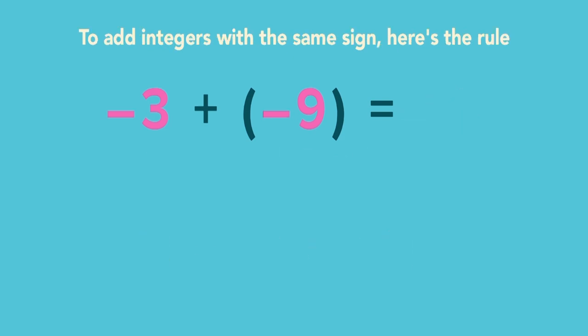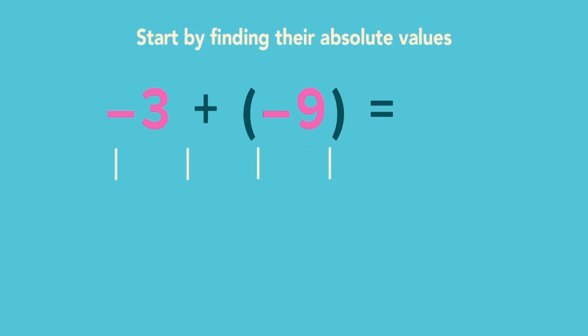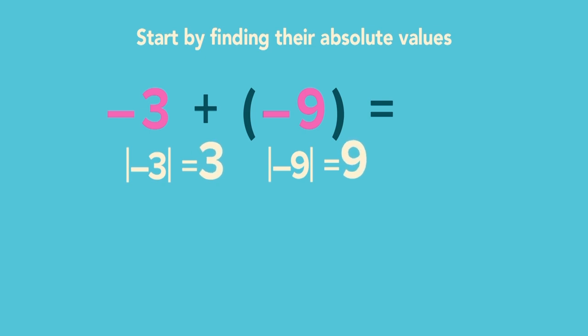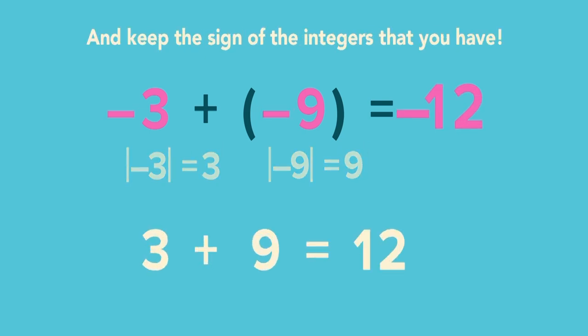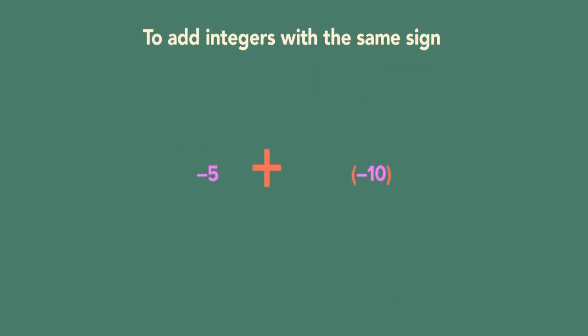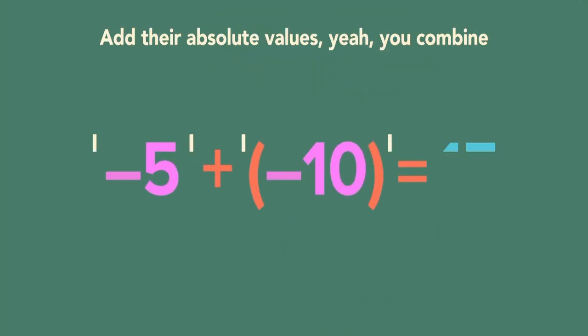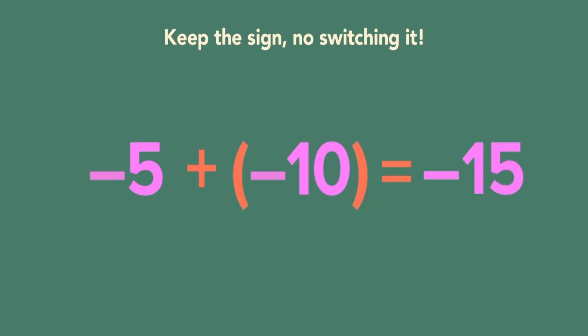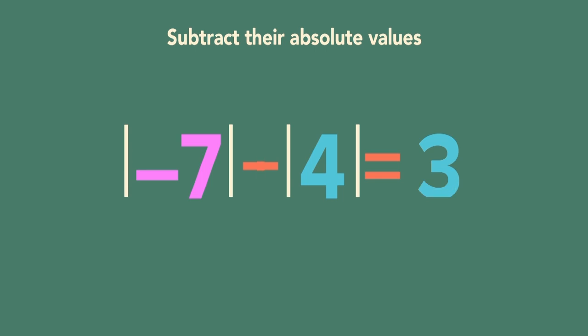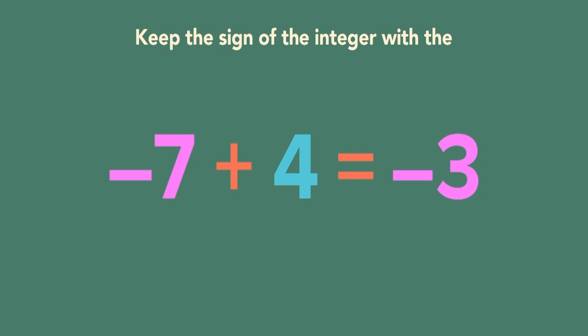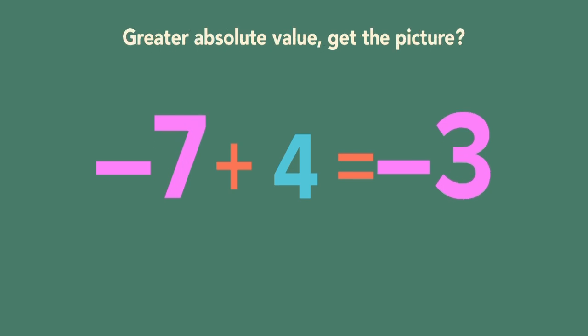To add integers with the same sign, here's the rule. Start by finding their absolute values. And then it's time to add and keep the sign of the integers that you have. To add integers with the same sign, add their absolute values. You combine. Keep the sign, no switching it. To add integers when the signs are different, subtract the absolute values. That's step 1, but now you keep the sign of the integer with the greater absolute value.